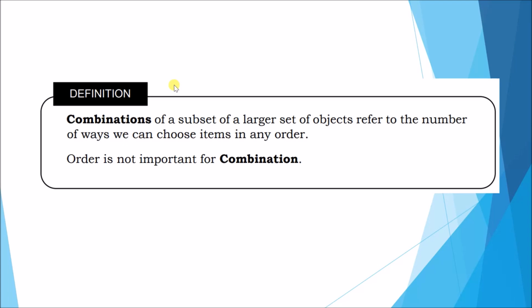Because a combination of objects is basically a subset of a larger set of objects, referring to the number of ways we can choose items in any order, or order doesn't matter pagdating kay combination.